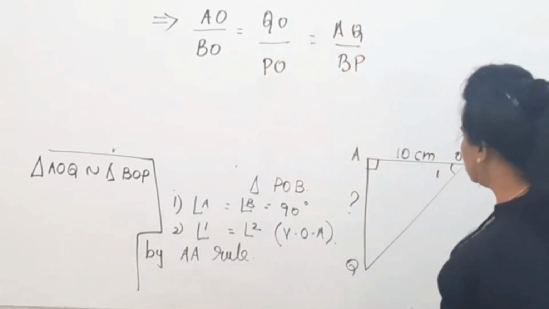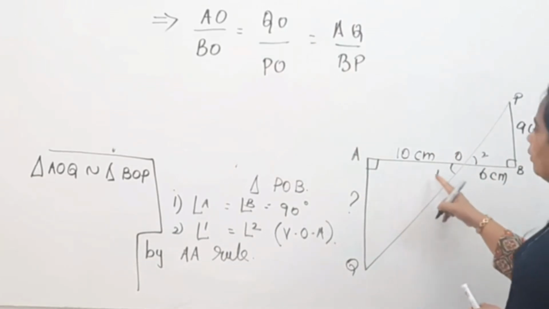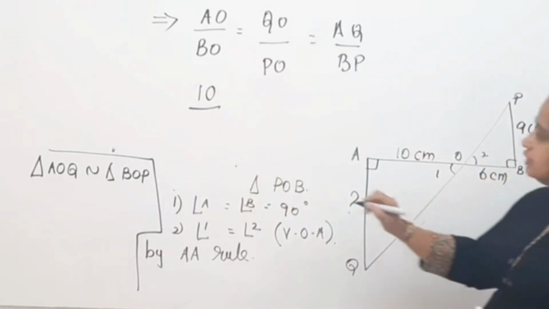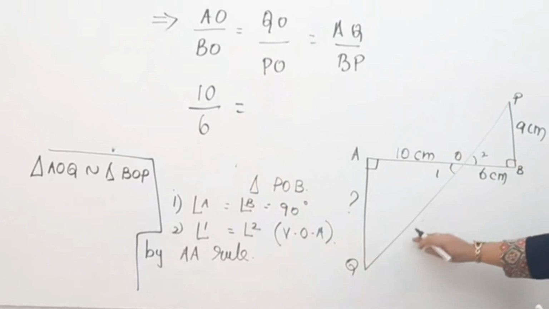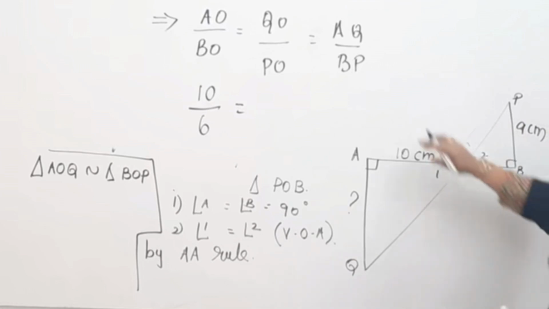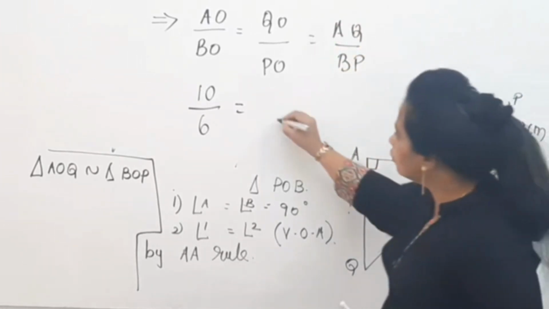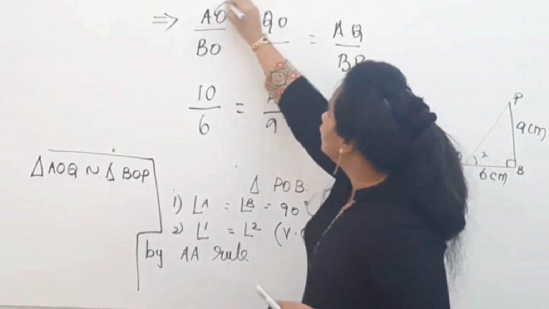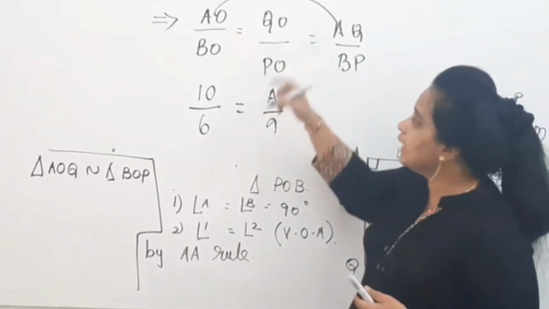Now I will substitute my values to find the value that is asked. So AO is 10 divided by BO is given 6, which is equal to QO. Where is my QO? I'm not given QO. I'm not given PO, but I know AQ and BP. BP is given. So I have to find my AQ. So I would take my two ratios, 1 and 3, not the second ratio.